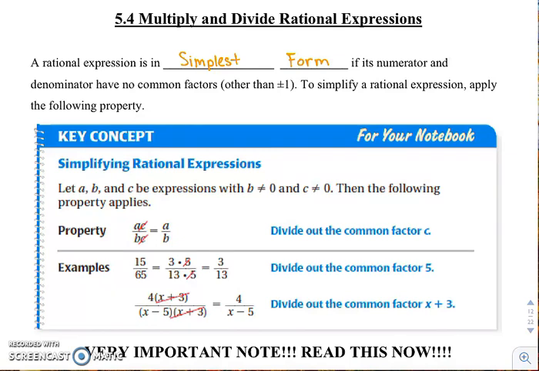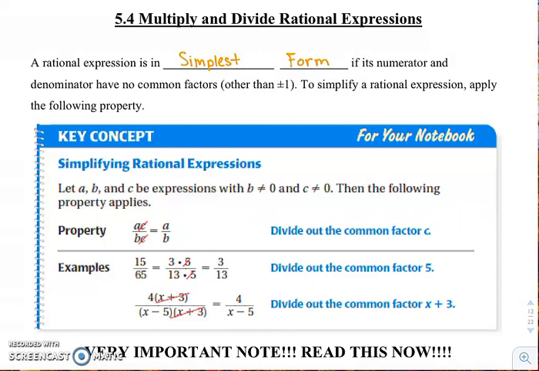Before we multiply and divide rational expressions, we first need to be able to simplify them into their smallest terms. A rational expression, again, just means a fraction. It is in simplest form if its numerator and denominator don't have any common factors other than 1, because if they had common factors, they would reduce or cancel out. To simplify a rational expression, we can apply the property in the key concept box.